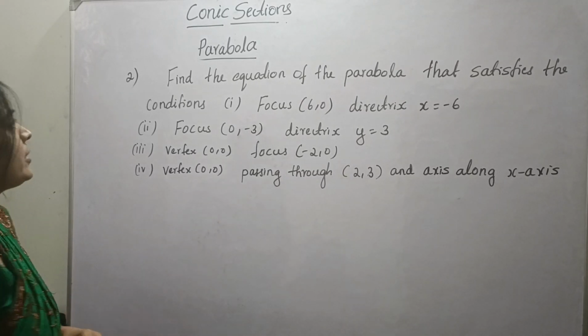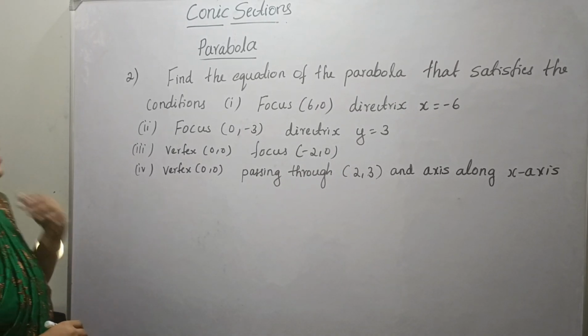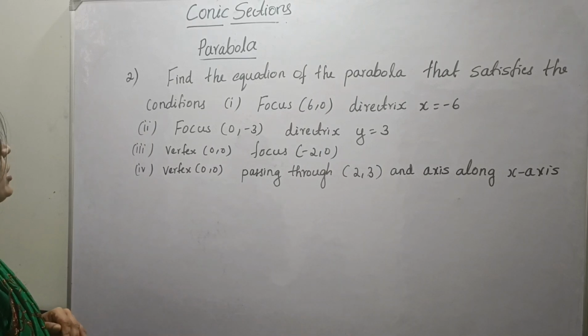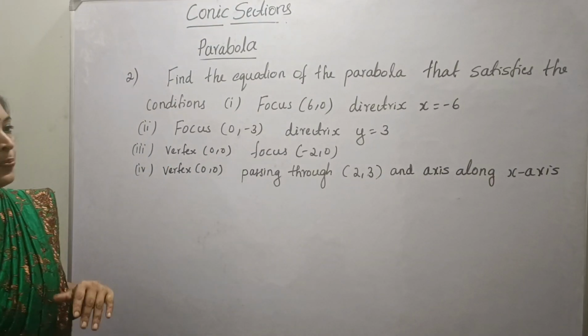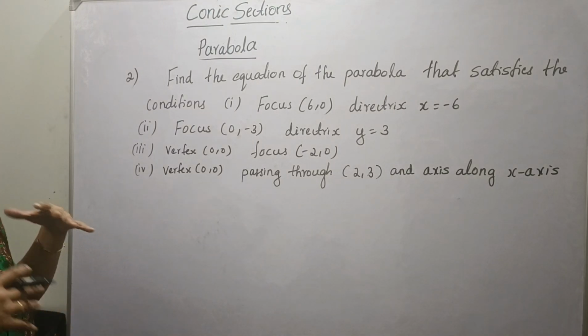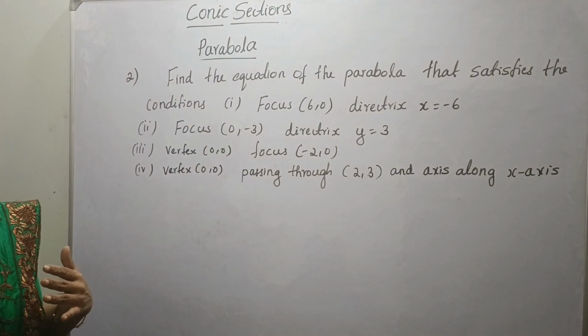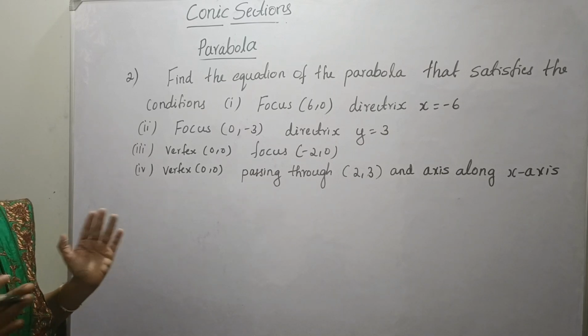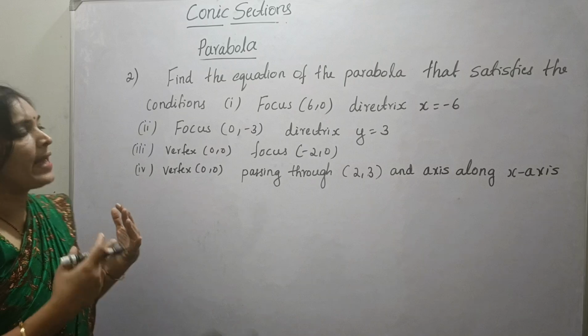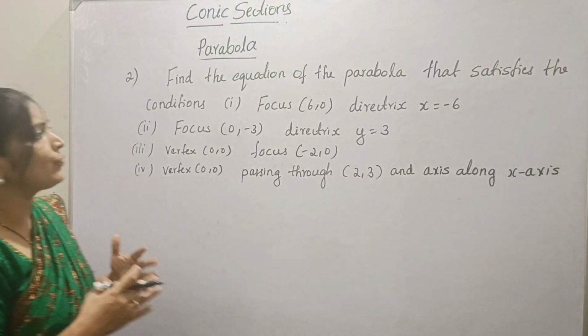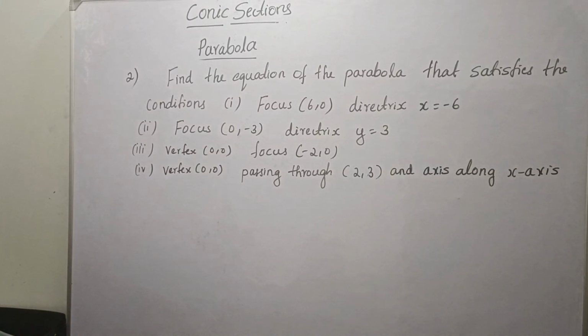The next question: find the equation of the parabola that satisfies the conditions: focus (6, 0), directrix x = -6. See, in the previous questions, the equations of the parabolas were given, right? So there we had to find the focus and directrix. So here the focus and directrix are given, so we have to find the equation of the parabola. Let us see.